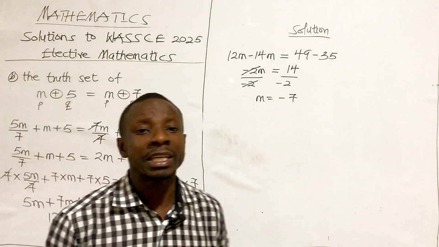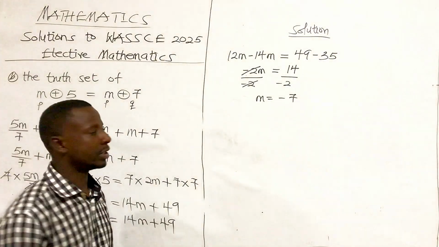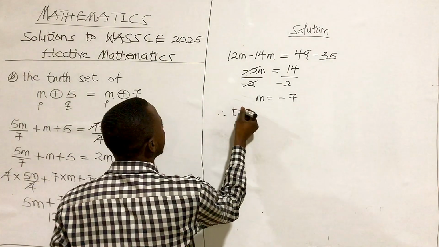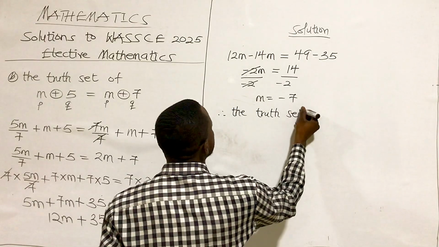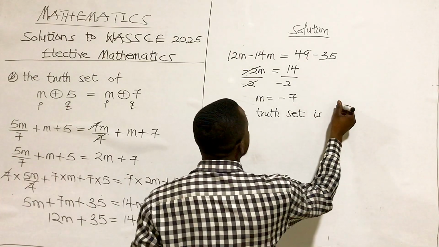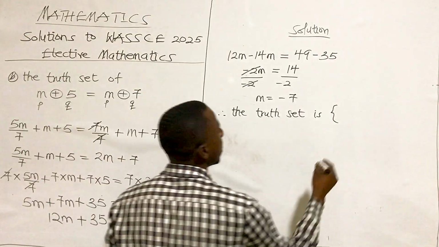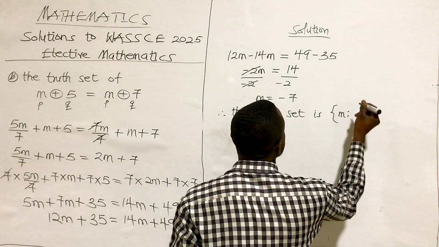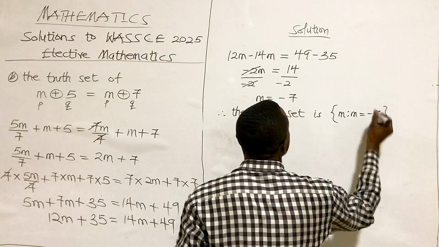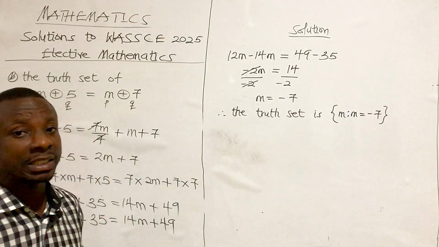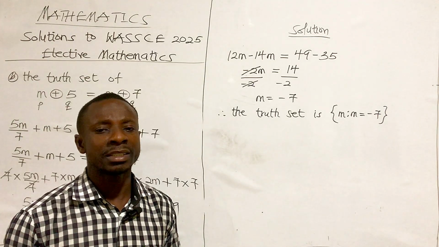But the question said the truth set. The truth set. So you need to conclude. Therefore, the truth set is, then you have to indicate your curly bracket, M is such that m is equal to negative 7. So my cherished viewers, this will be the final answer for the B part.